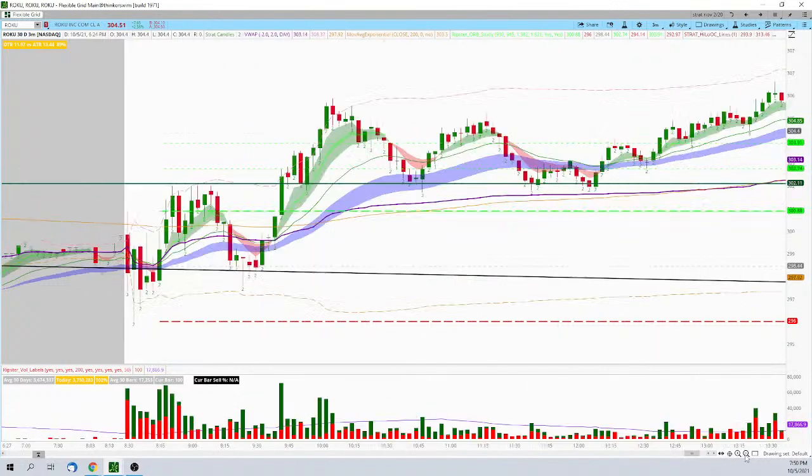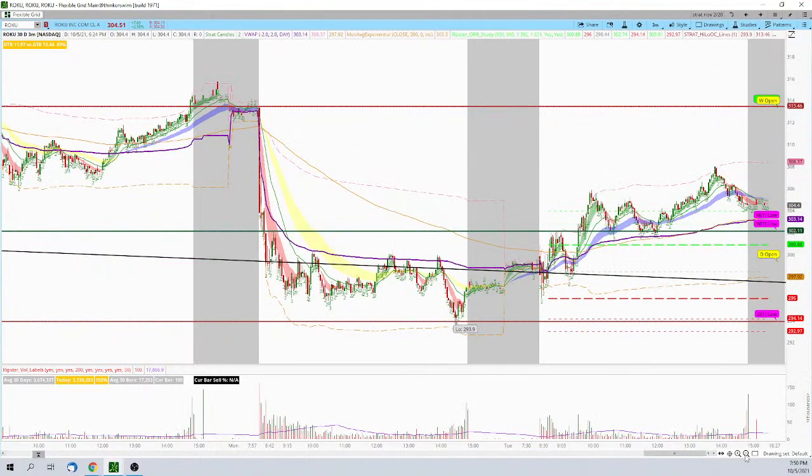But ROKU also was probably an inside day. It was an inside day. So once again, another example, and I'm just pulling up random stocks off the top of my head. And that's the other thing, you have to mark your previous day's lows. You have to mark your previous day's highs. Because if you're trying to enter an inside day, this is what can happen to you during the trading day.